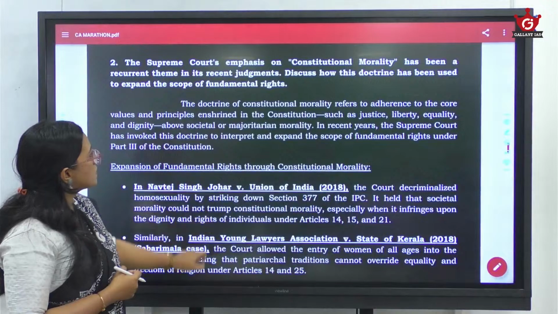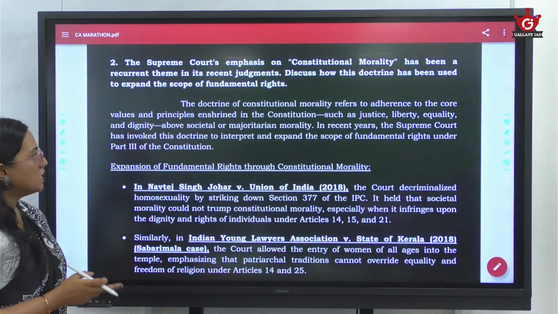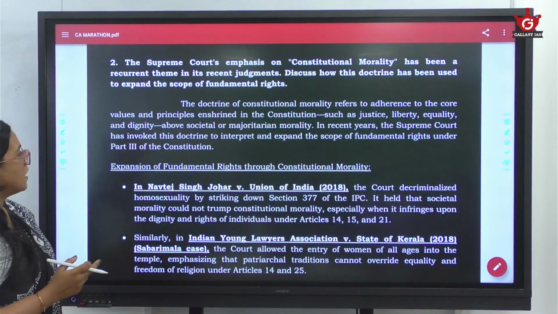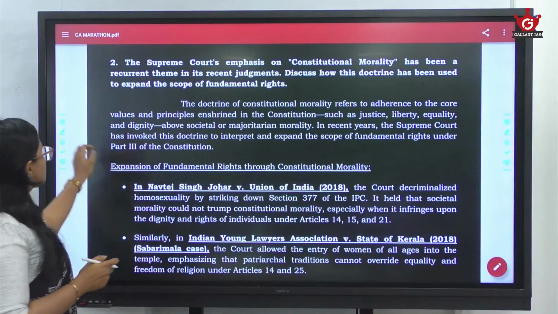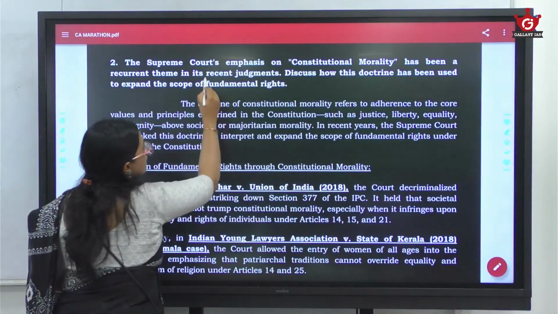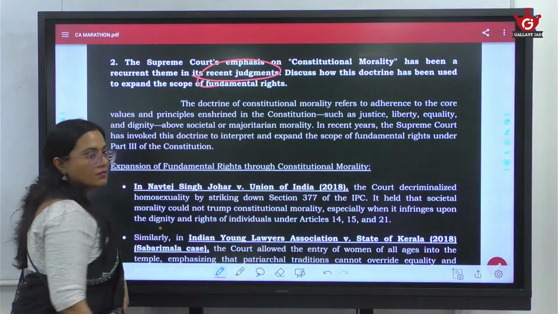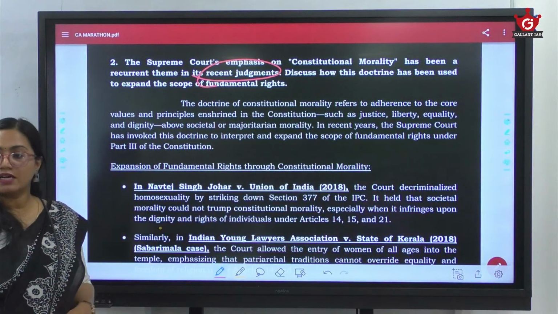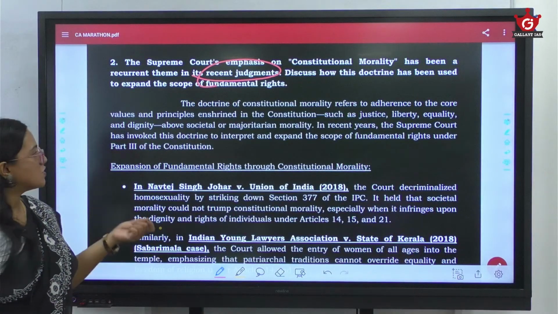The Supreme Court's emphasis on constitutional morality has been a recurrent theme in recent judgments. Discuss how this doctrine has been used to expand the scope of fundamental rights. So this question particularly asks you about the recent judgments, so you should know the recent judgments regarding it, and it's about constitutional morality.